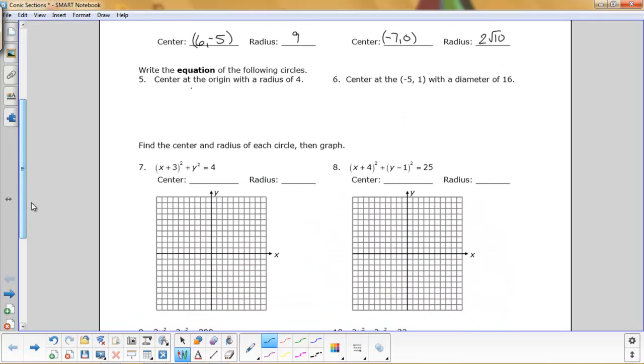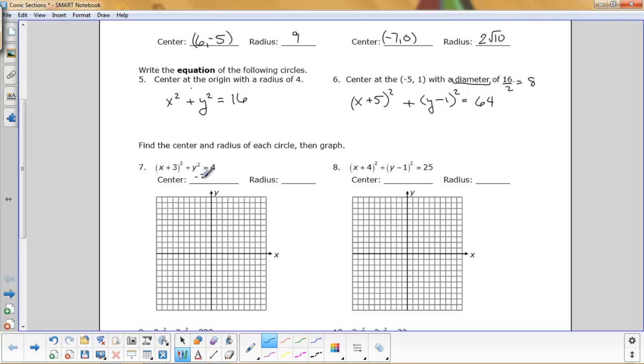Number 5 is writing an equation for the following circle. Centered at the origin is x squared plus y squared equals 16, that's r squared. Centered at -5, 1, so that's x plus 5 squared plus y minus 1 squared equals, remember to read your question carefully, you got a diameter of 16, divide by 2 gives you a radius of 8. 8 squared is 64.